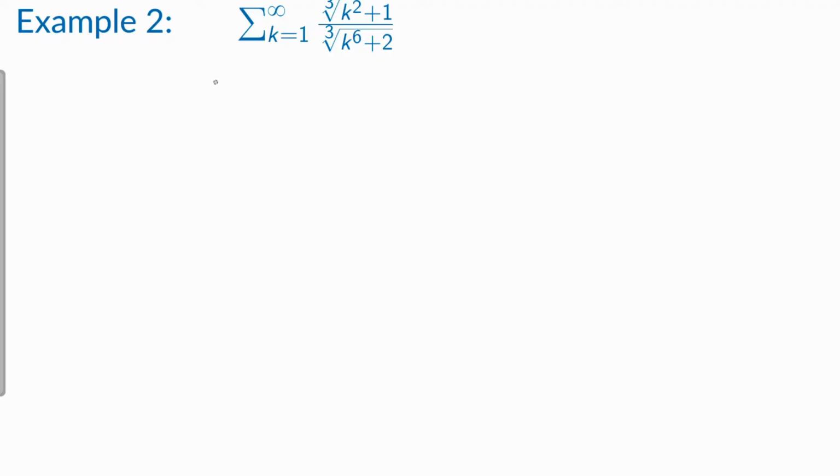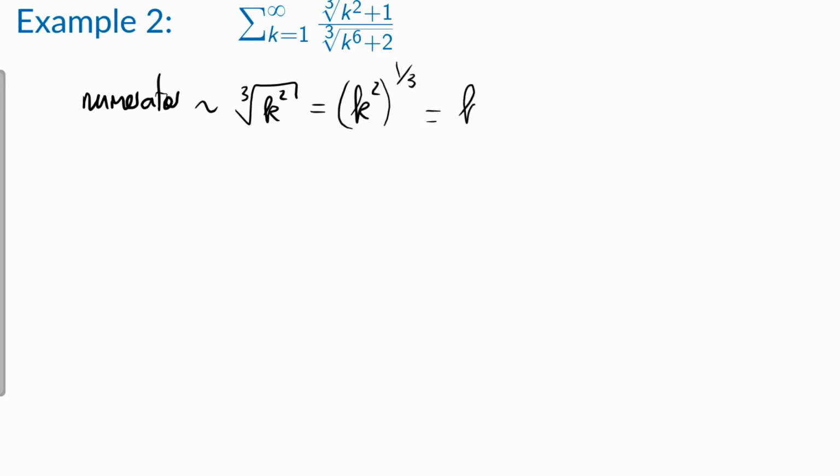Okay, so let's go ahead and look at this. The first thing we're going to do is look at the dominant term of the numerator. The dominant bit of this numerator is the cube root of k squared. Things with these radical signs are kind of ugly, so we're going to write this as k squared, and then we're going to take that to the 1/3, so that's k to the 2/3.